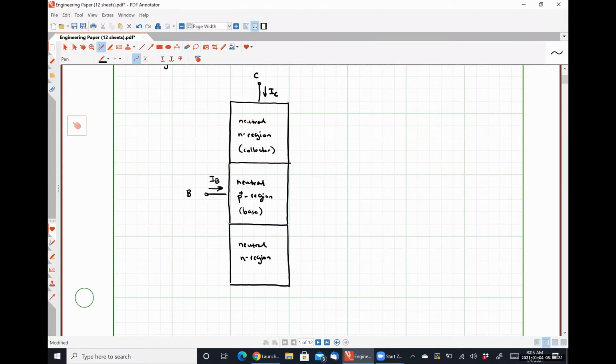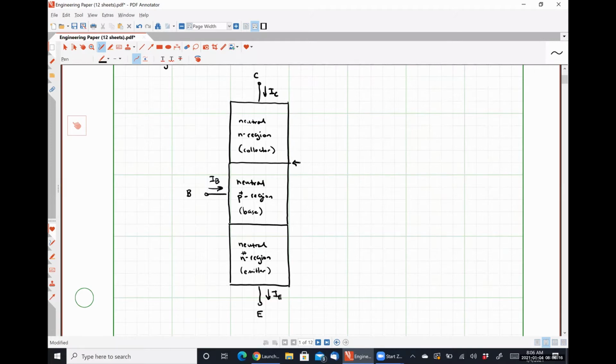And then lastly, down here, we have an extremely heavily doped N region. So I'm putting 2 pluses on it. So that's letting us know that this region at the bottom, which we're going to call the emitter, is more heavily doped than the base, which is more heavily doped than the collector. So one other thing here, we're going to have our emitter terminal, and here is our emitter current.